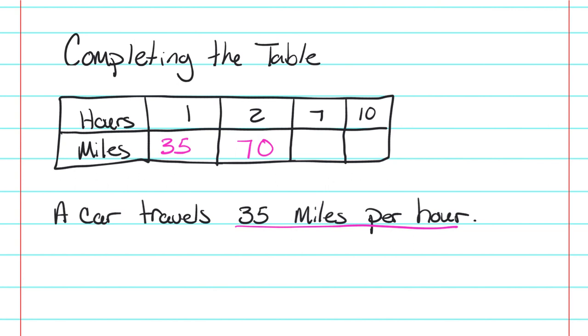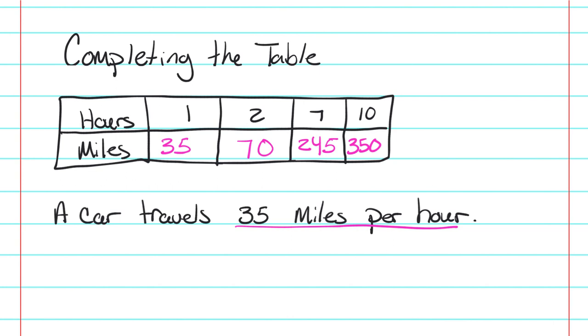Well, if that's the case, in order to figure out how far the car is going to go in 7 hours, it's going to go 245 miles. I just multiply by the unit rate. And how far will the car go in 10 hours? The car's going to go 350 because 10 times 35 is 350. So that is how we complete the table.